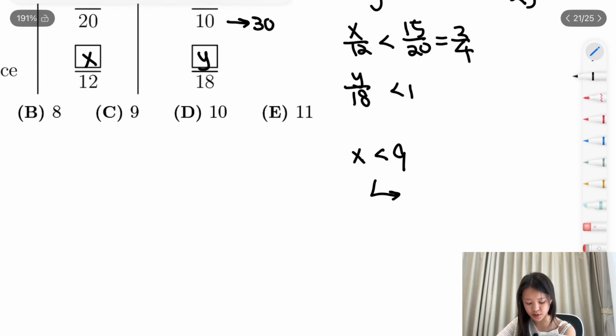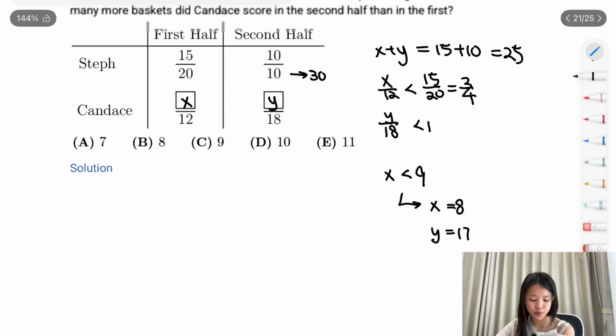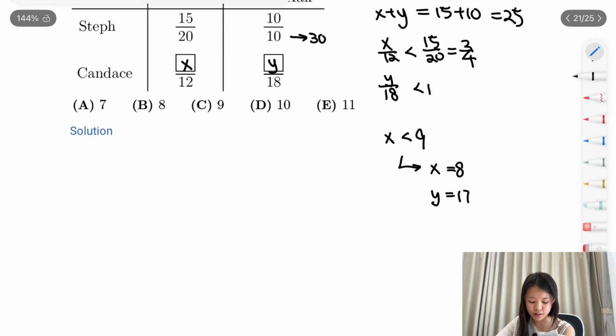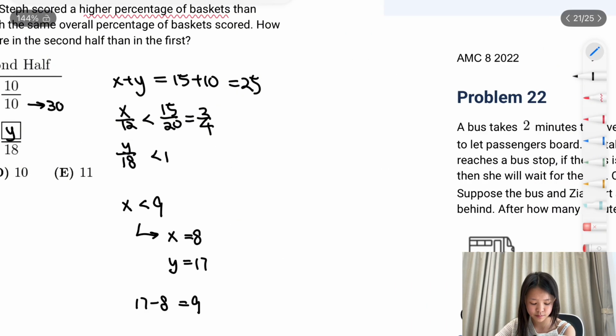And so the largest possible value of x is 8, and this means y equals 17. And 17 is also at the very edge, and it's also less than 18. So we know that Candace scored 17 minus 8 equals 9 more baskets in the second half. So the answer is C.